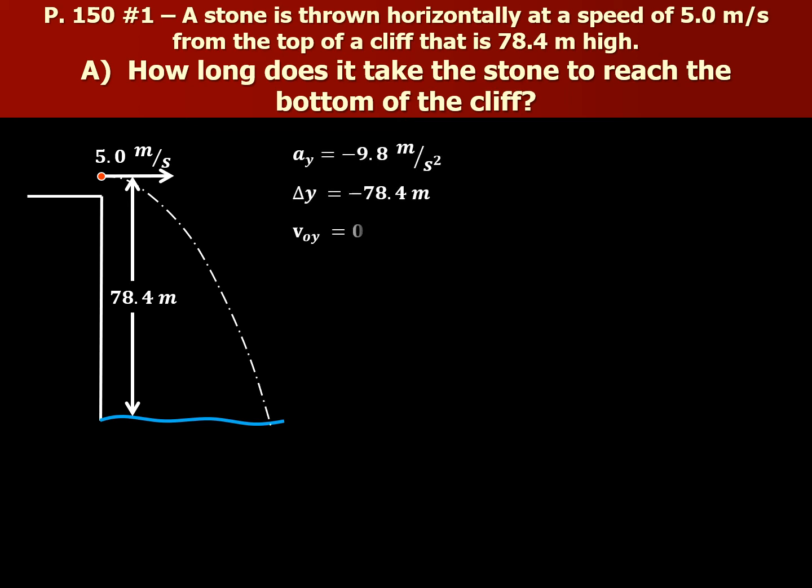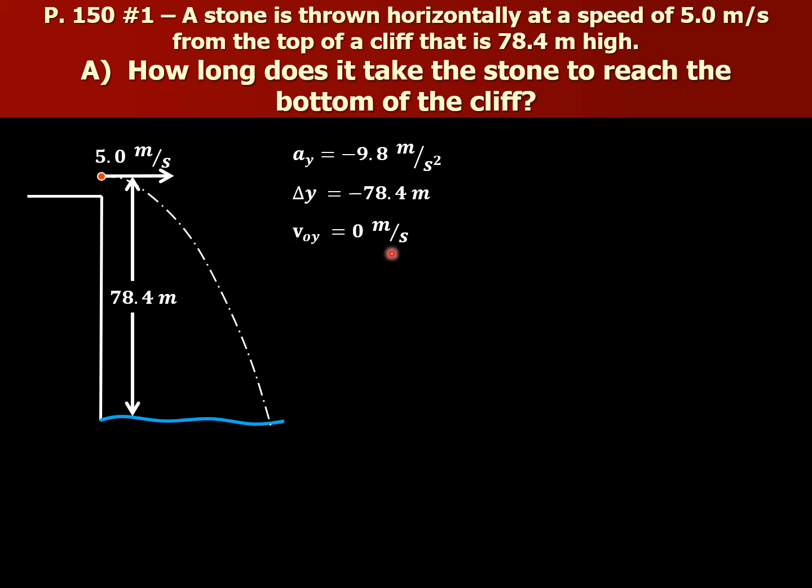So we're going to list the information we know. We know the acceleration due to gravity is negative 9.8 meters per second squared. The displacement is negative 78.4 because we end lower than where we started. The final is going to be 0. The initial is 78.4, so final minus initial is negative 78.4. Notice we use a y instead of an x to say displacement here because we're talking about the y direction.